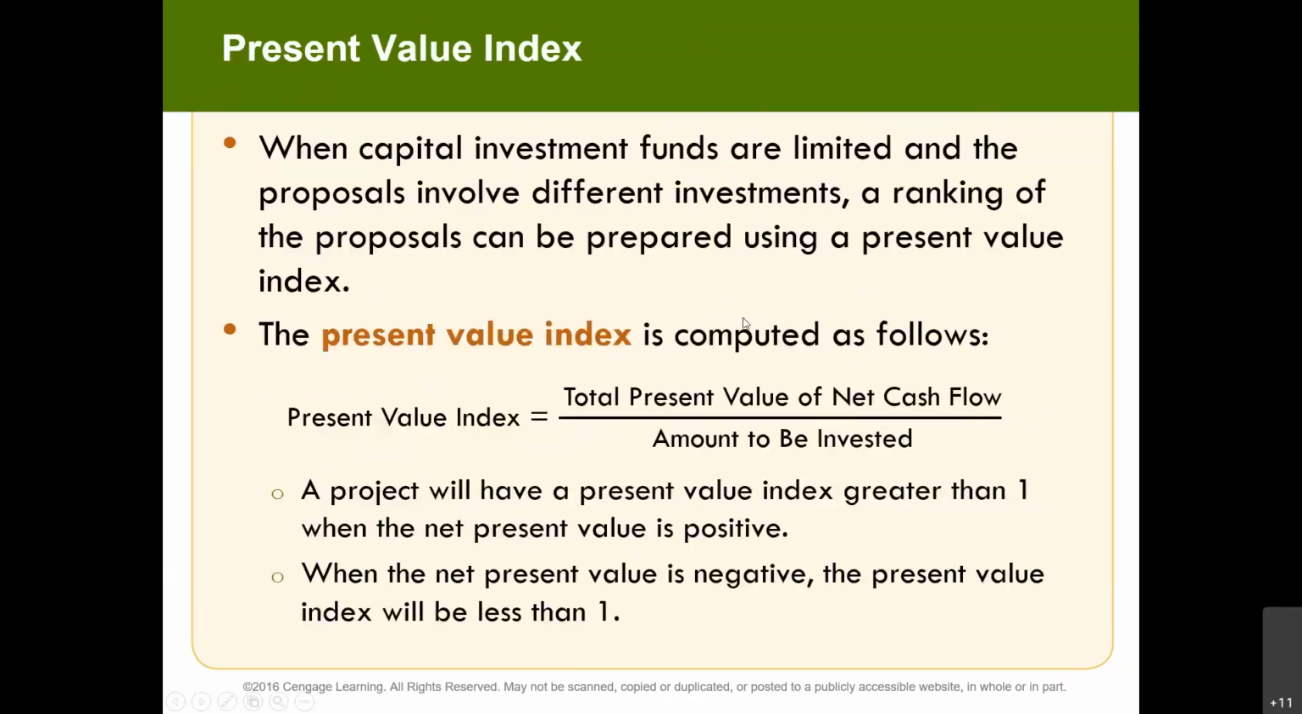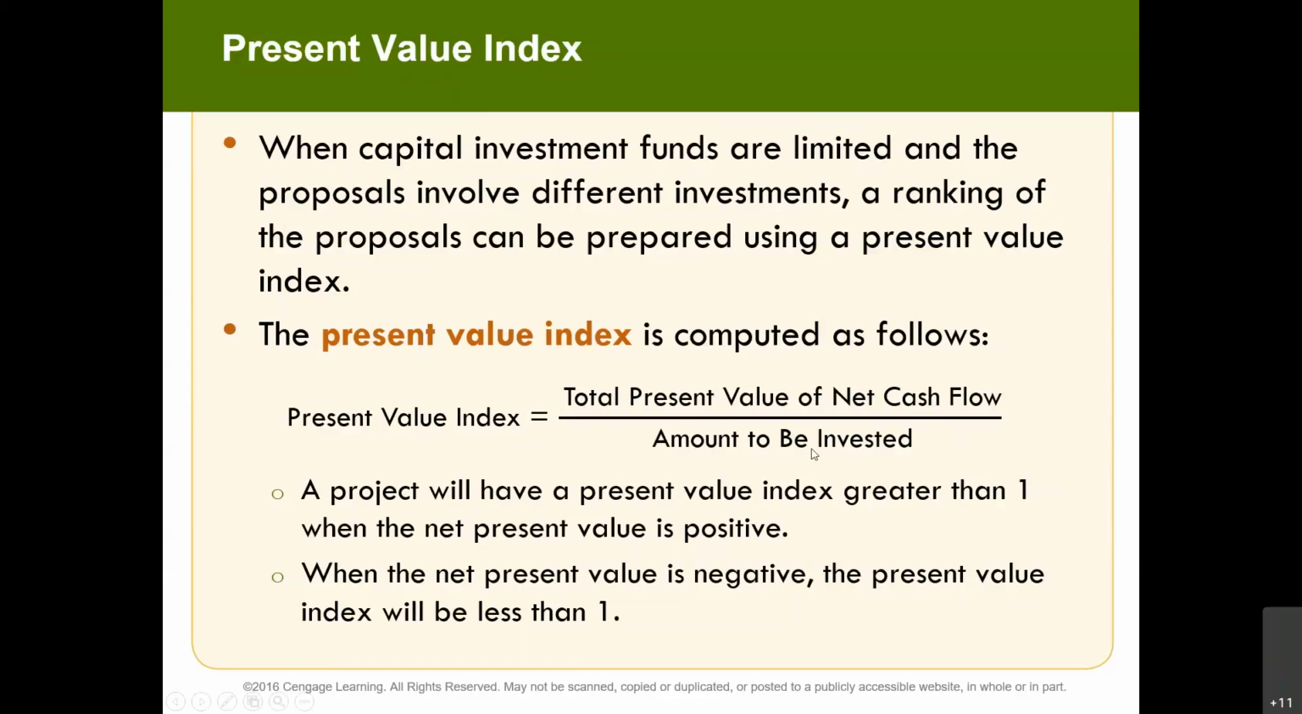So we had mentioned the present value index. So you're probably like, what is a present value index? So when capital investment funds are limited and the proposals or the potential investments involve different types of investments, we can rank those potential investments or proposals. They can be ranked by using the present value index. The present value index is computed by taking the total present value of a net cash flow and dividing that by the amount to be invested.